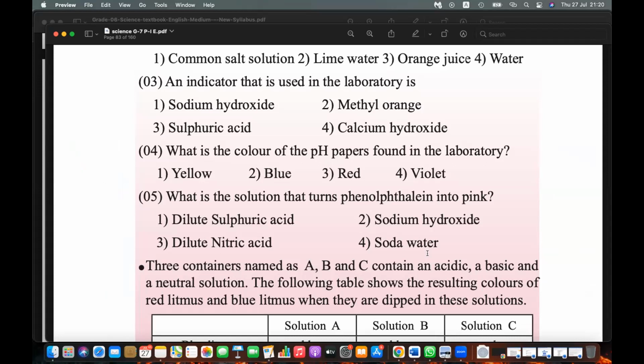What is the solution that turns phenolphthalein into pink? Which one will turn phenolphthalein pink? Sodium hydroxide. Yes, it should be a base, right? If it is a base, then sodium hydroxide.